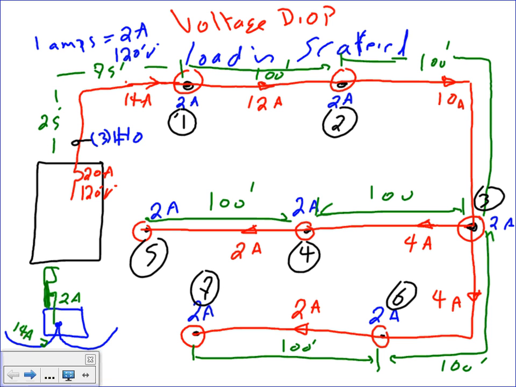Now, if I end up with a voltage drop right here at 7 more than 3%, what do you do? You go back to number 10 and up it to number 8 and do the calculation again. It would be the highest voltage drop, the lowest operating voltage. The lowest operating voltage you're going to encounter, which means the highest voltage drop, is at the furthest distance. Makes sense?